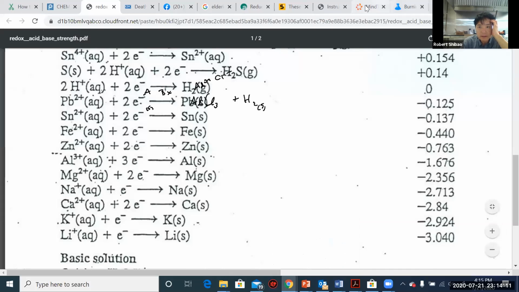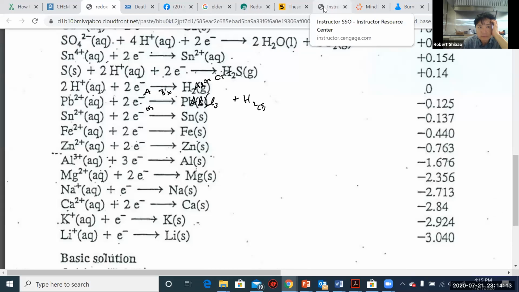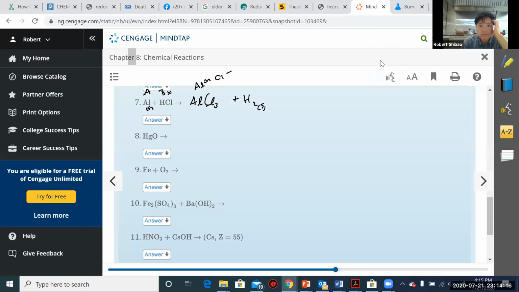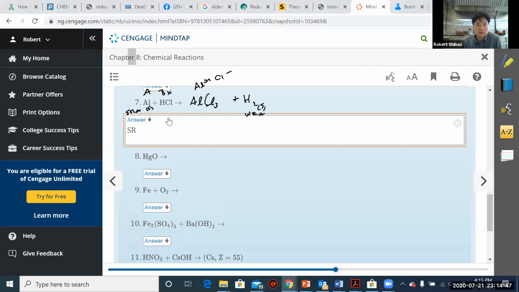So let's go back. Here. And so aluminum is more active, hydrogen gas is less active. So we're going from more active to less active. In other words, we're going from a stronger reducing agent, you know, activity series is reducing agent. So we're going from stronger reducing agent, aluminum, to weaker reducing agent, hydrogen. And so that would be single replacement there.